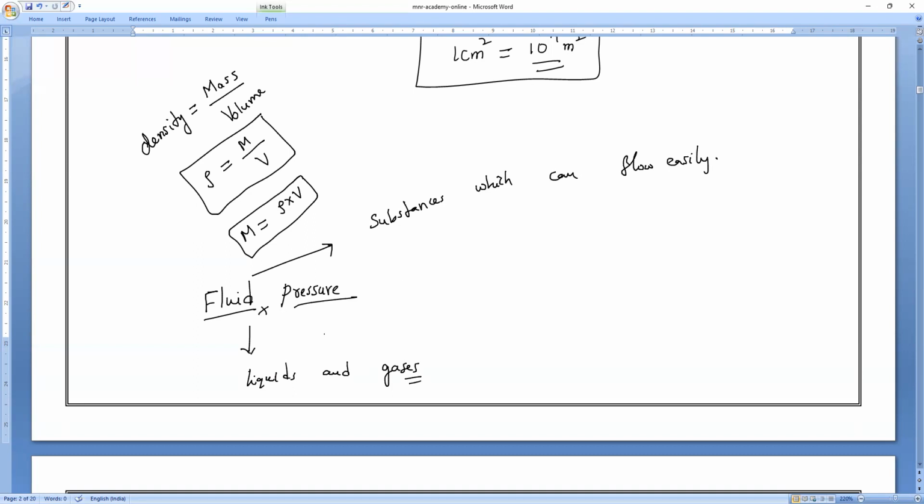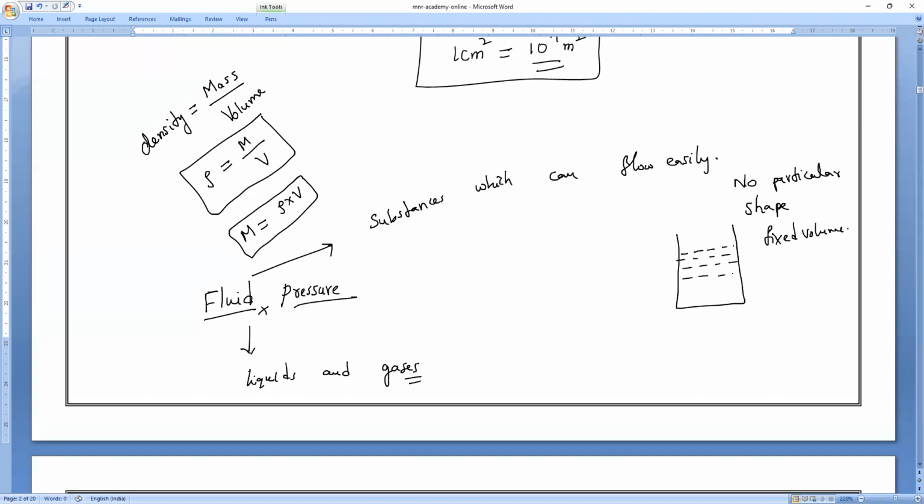But do you think liquids and gases are the same? No. Liquids and gases are not the same, but the pressure exerted by liquids and the pressure exerted by gases is actually the same. Remember, liquids you can keep in an open container because they have no particular shape but have a fixed volume.